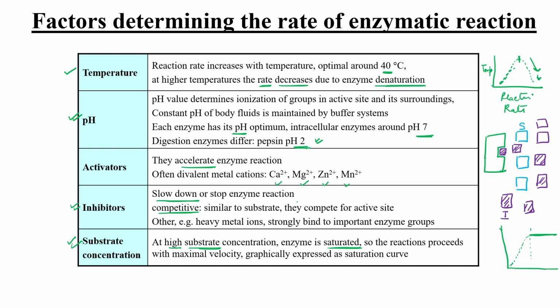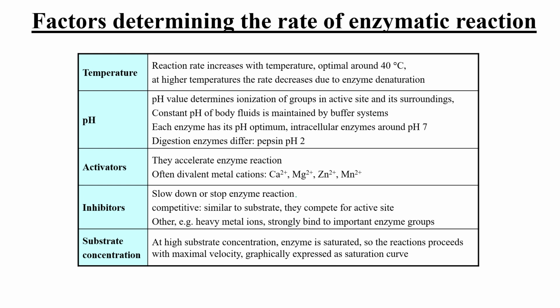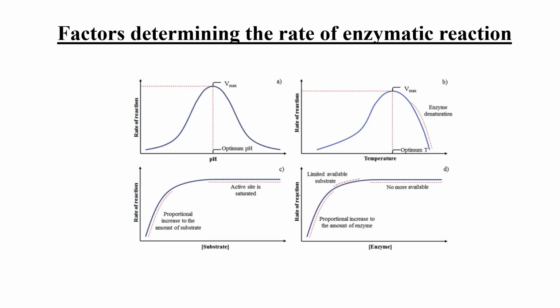Okay, and this type of curve is known as the saturation curve, which we will discuss in the next lecture. But right now, as we are discussing the factors determining the rate of enzymatic reaction, I just told you a little bit of idea over here. So now, as you can see in this particular graph, this first graph is for pH.